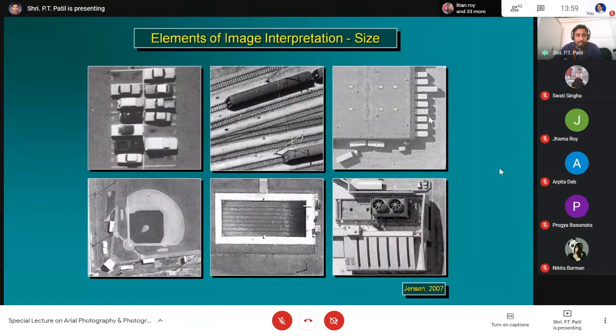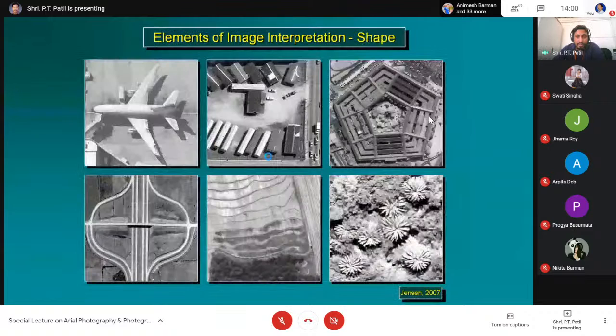So here, this is the car parking area. On the basis of the size of that particular object, we are easily able to recognize that these are cars. In the second picture, railway tracks are there. On the basis of the size and how they are arranged, we can tell they are railway tracks. So sometimes our cognitive imagination or perception plays a very important role in interpreting the images.